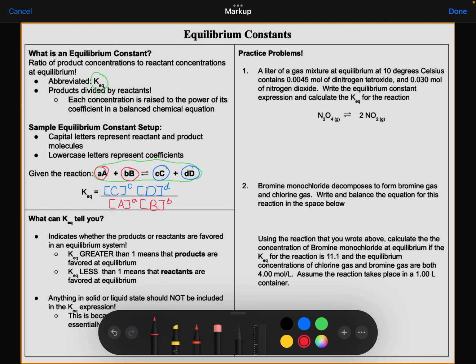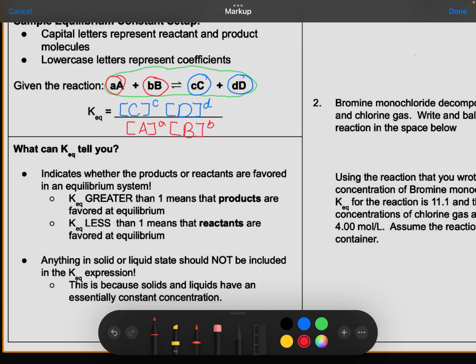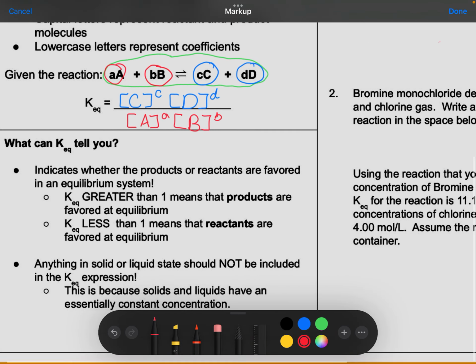So a couple of things to note about equilibrium expressions. So I'm just going to zoom in and move a little bit so you can see it a little bit better. What can KEQ tell you? Well, we talked about that a little bit already. It indicates whether or not the products or reactants are favored in an equilibrium system.